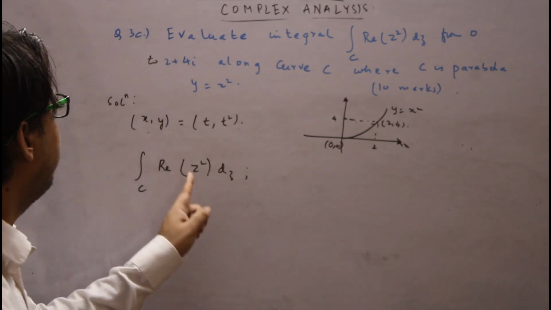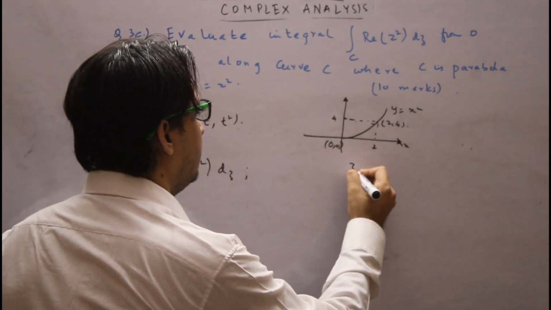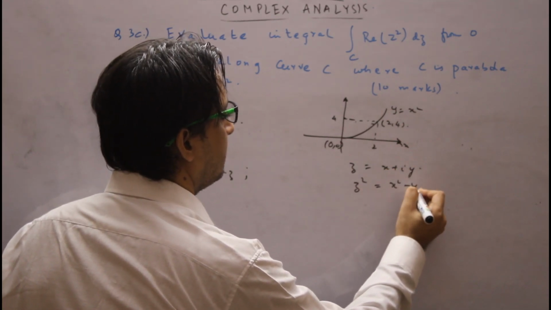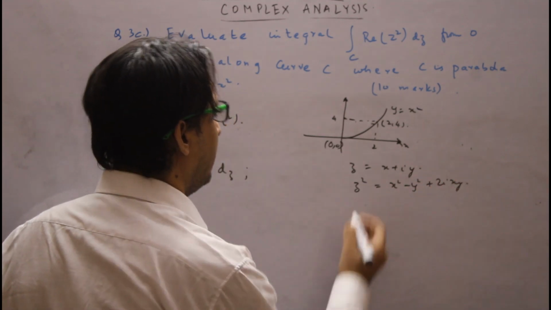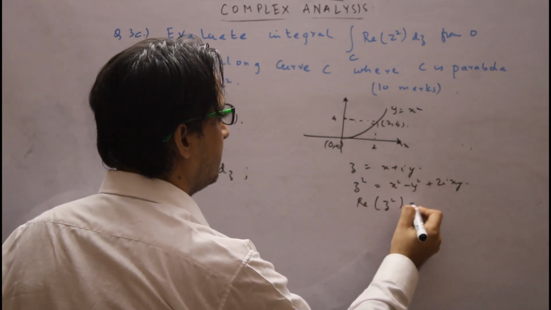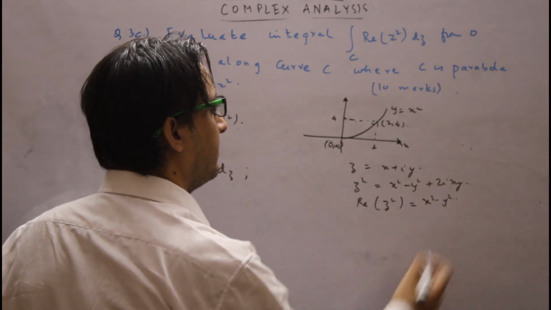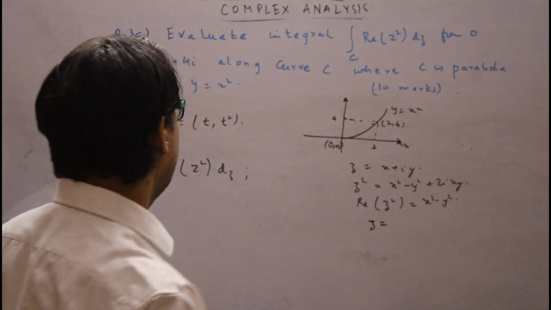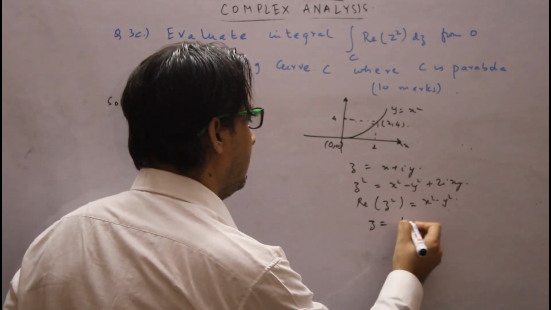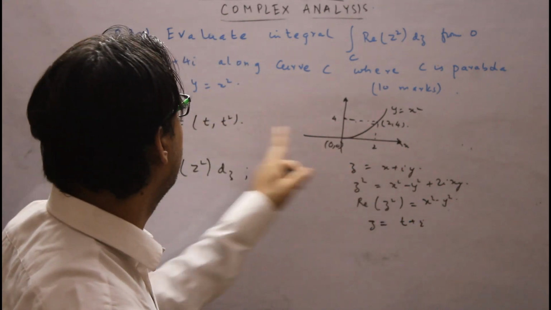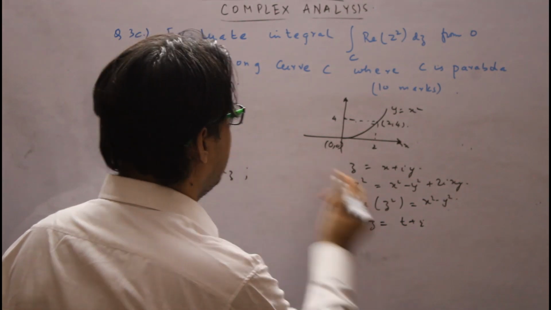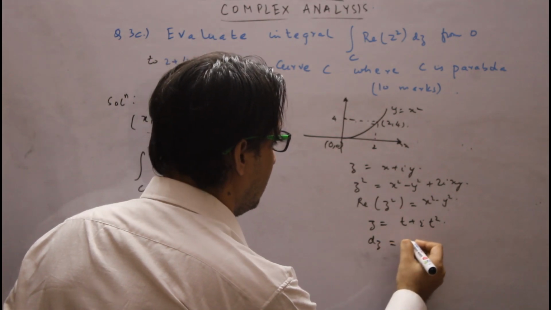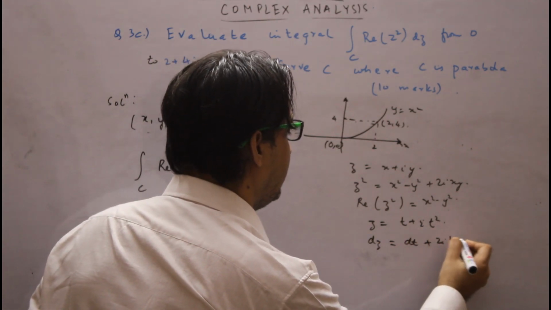Now I will integrate it. Before that, I will find z and dz. So z is x plus iy, so z square is x square minus y square plus 2i xy. And here I have to take only the real part of this. The real part is only x square minus y square. Now, putting z equal to x plus iy, the value of x is t, plus i times the value of y, which is t square. So I can take the derivative of this: dz is equal to dt plus 2it dt.